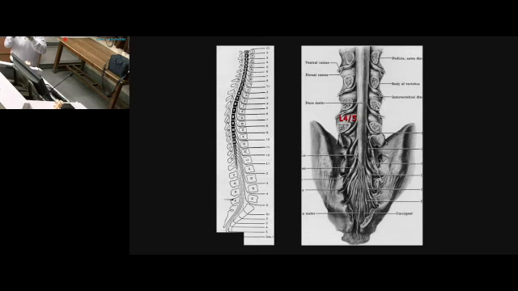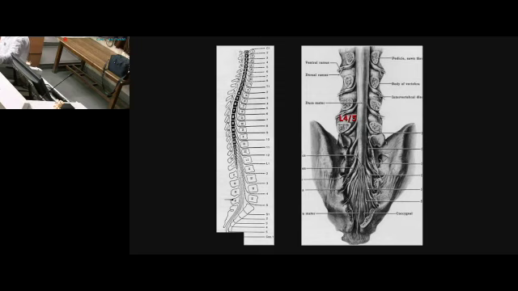So this root is coming out. This has nothing to do with the disc. If you see, this has come out above the disc. This is nowhere in contact with this exiting root. But there is another root which will be coming out at the lower level. This is the traversing root. So if you see over here, this is the L4-5 disc and this root has come out. This is the exiting root.